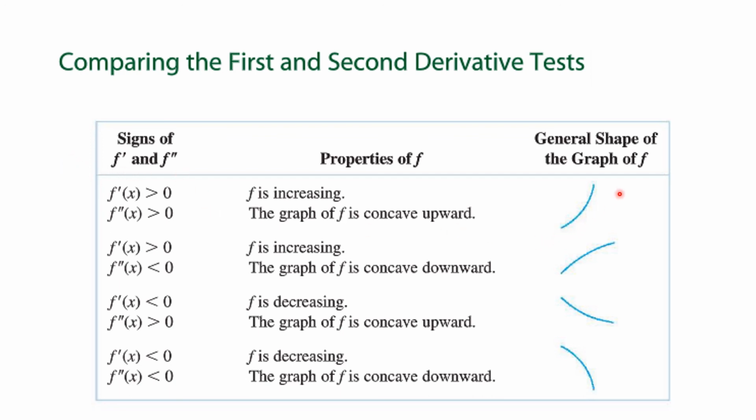You see here, f prime is positive and f double prime is positive. Here, f prime is positive, but f double prime is negative. Here, f prime is negative and f double prime is positive. And here, f double prime is negative and also f prime is negative. I have given this kind of a thing as a test question before as well.